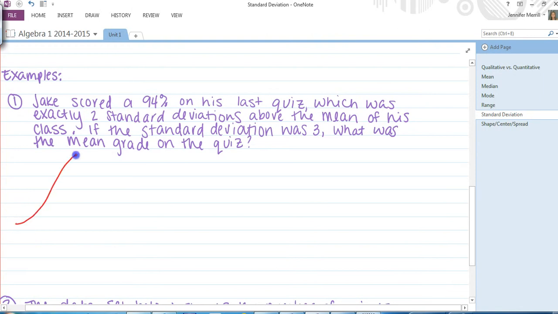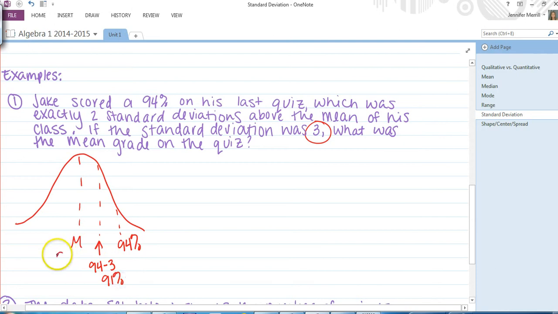So if I have my bell curve, and this is going to be my mean, and then we have he was 2 standard deviations above the mean, so he's going to be on the right hand side. So here's 2 standard deviations, and his score was a 94%. So to go down, we have the standard deviation was 3. So here I'm going to have 94 minus 3, which is 91%, and then 91 minus 3, which is 88%. So the mean on the test was an 88% average.